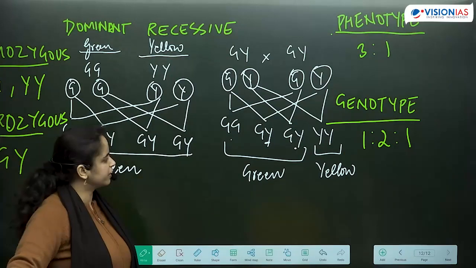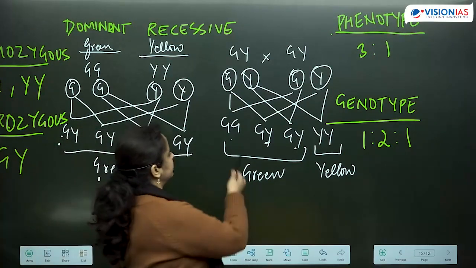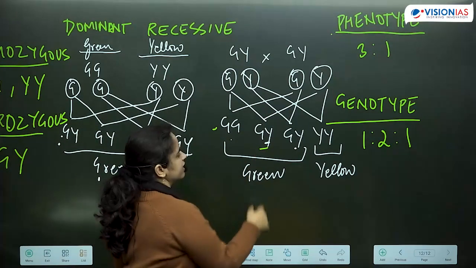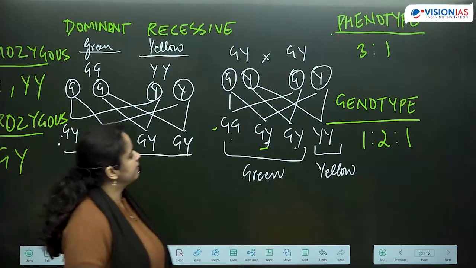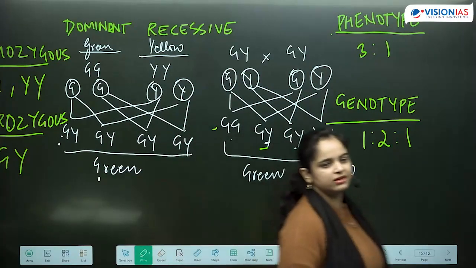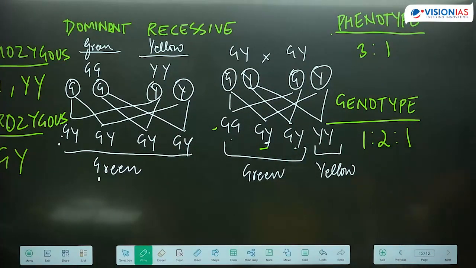You can also see that the trait which is recessive will only express itself in homozygous form. The dominant one will express in both the cases. Whether it is homozygous or heterozygous form, dominant will always express itself. But the recessive one will only express once it is in the homozygous form. Is this part clear? You understand what happened here?